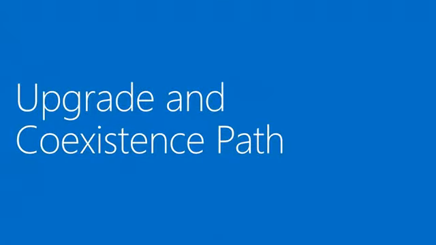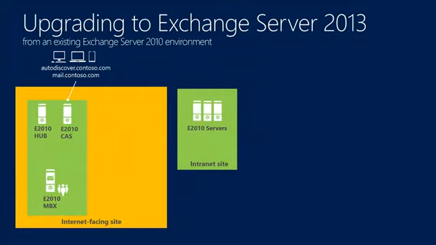So let's talk about the upgrade and coexistence path. What I have here is two sites. We're going to walk through the Exchange 2010 path first, and then we're going to do the Exchange 2007 path. I do want to point out one thing. Earlier I mentioned that we heavily promote multi-role, and we do. But what I've done here is I've just split out the roles simply for animation purposes. So in your organization, it doesn't matter if you've got single-role servers or multi-role servers. The process will be exactly the same.